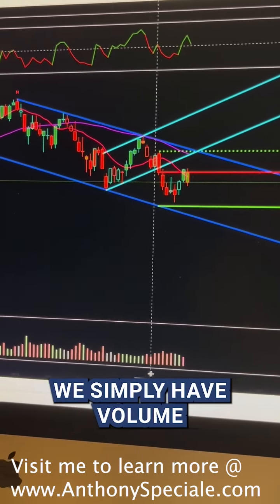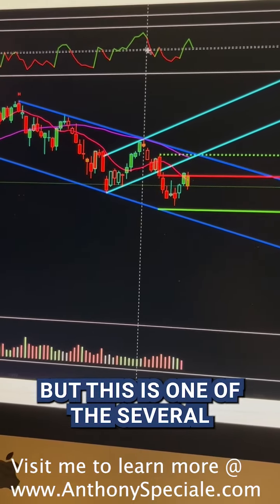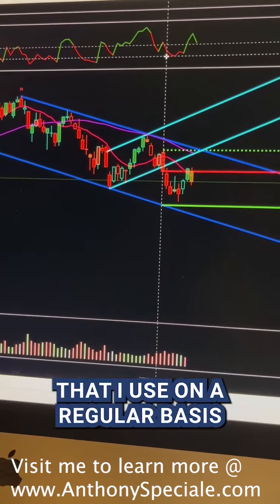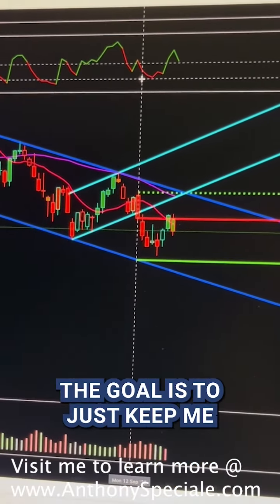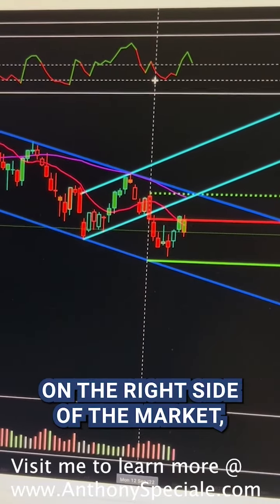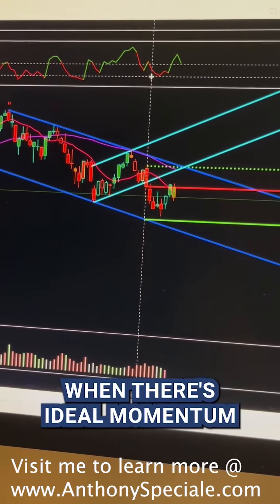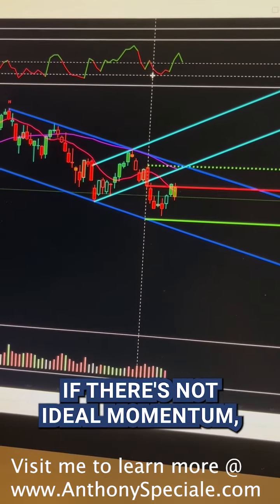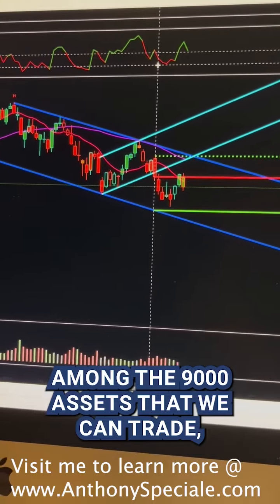And down on the bottom here, we simply have volume. I'll cover that in another video. But this is one of the several odds enhancers that I use on a regular basis. I truly enjoy it. And again, the goal is to just keep me on the right side of the market. Plain and simple. We only want to be in when there's ideal momentum. If there's not ideal momentum, we'll wait for another opportunity, or we'll look somewhere else among the 9,000 assets that we can trade.